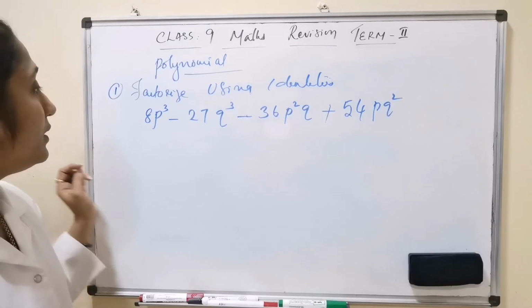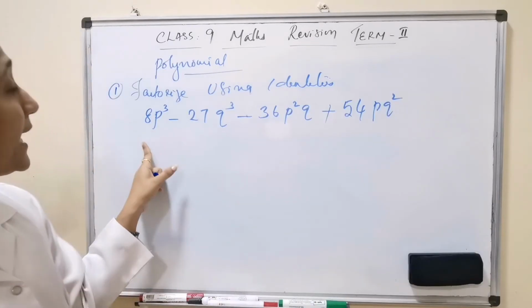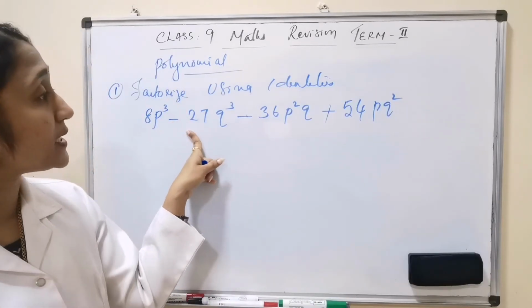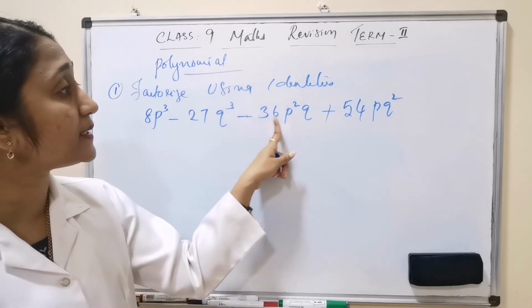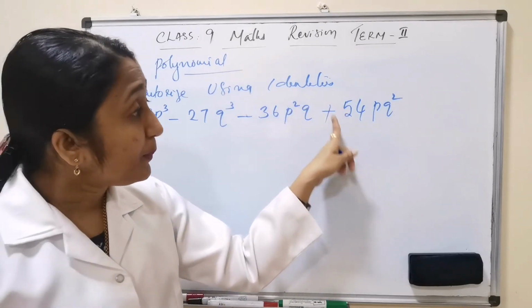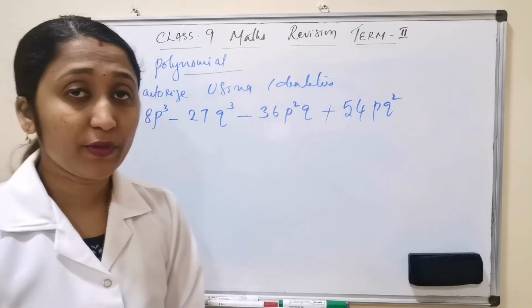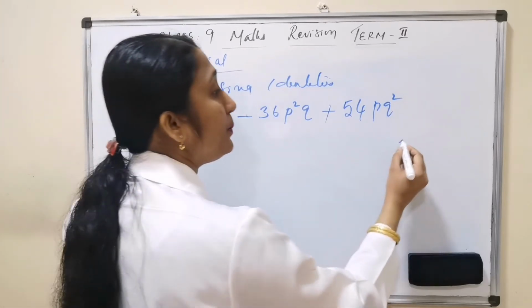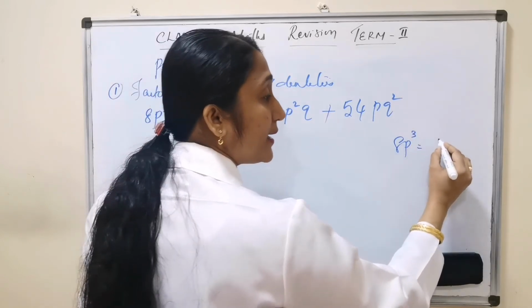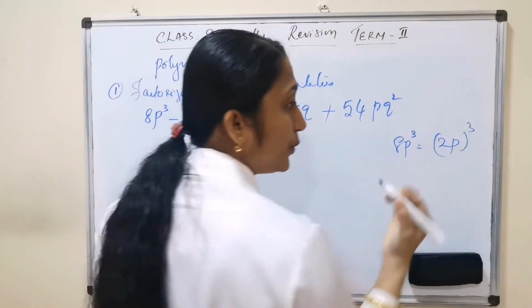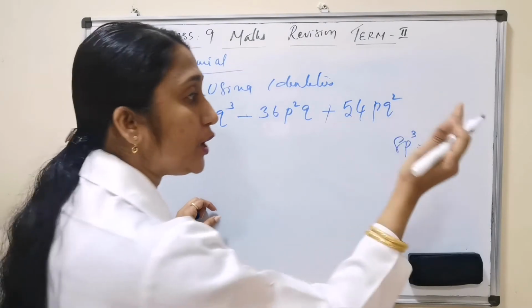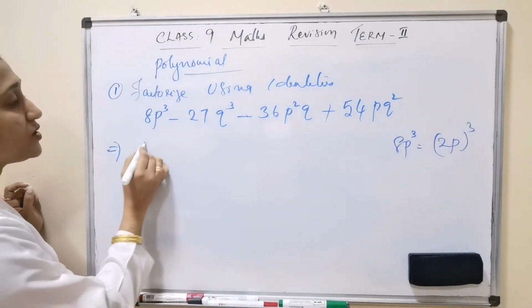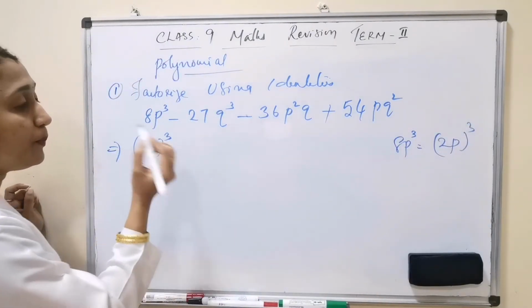Is it clear? The third one is 8p cube minus 27q cube minus 36p square q plus 54p q square. So look at the first term, 8p cube. 8p cube means we can write it as 2p the whole cube. 2 cube is 8. So we can rewrite as 2p the whole cube.